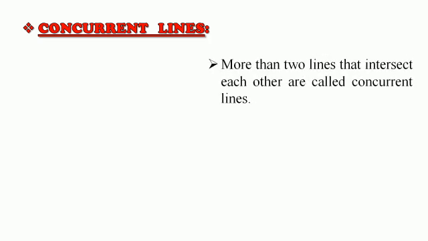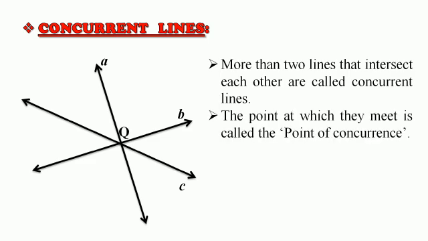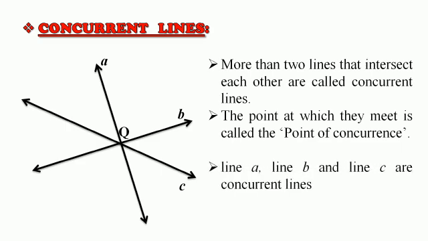Concurrent lines. More than two lines that intersect each other at the same point are called concurrent lines. The point at which they meet or intersect is called the point of concurrence. Based on the given figure, we can say that line A, line B and line C are concurrent lines, while point Q is the point of concurrence.